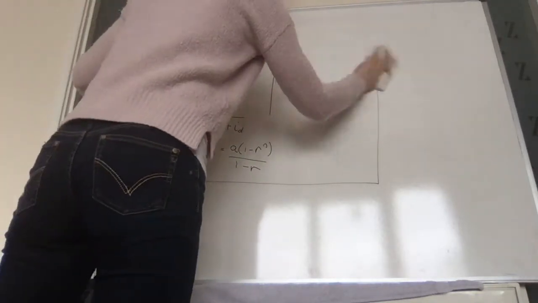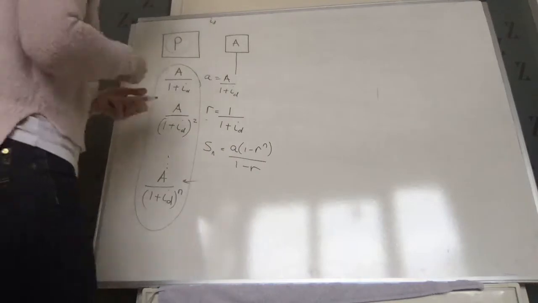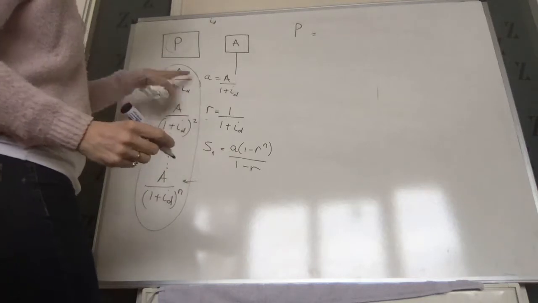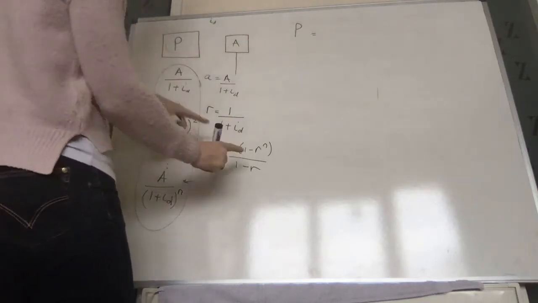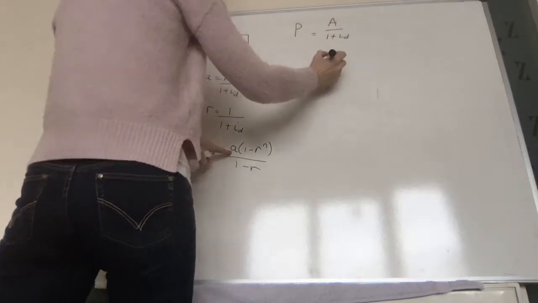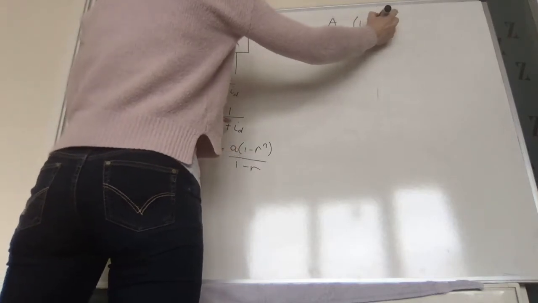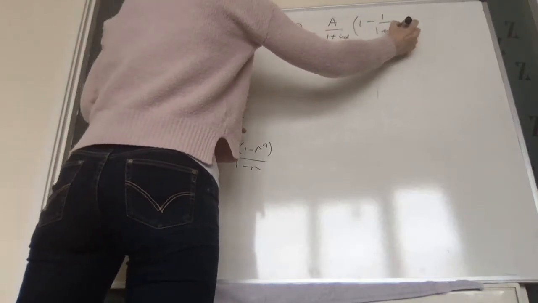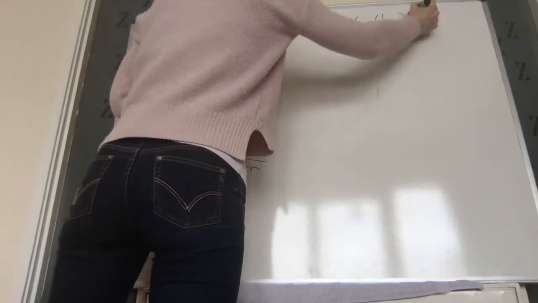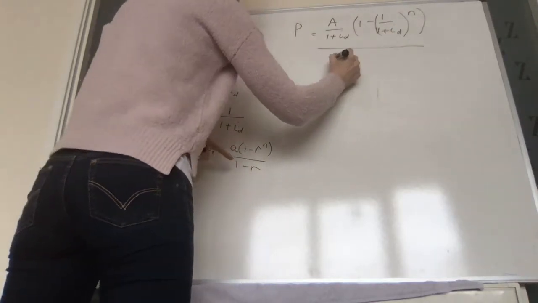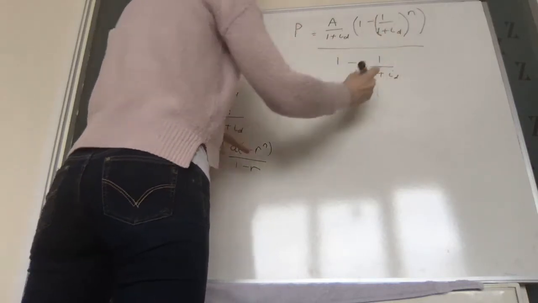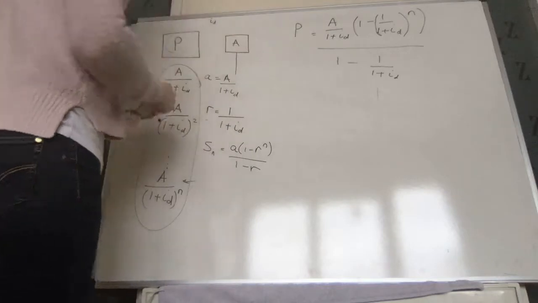Rub it out, we'll start over here. So again, we want our P, the bank's loan, to be equal to the Sn of this geometric series. So it's equal to A, which is A over 1 plus I, times 1 minus R to the power of n over 1 minus R. Okay, that's the formula that we want.